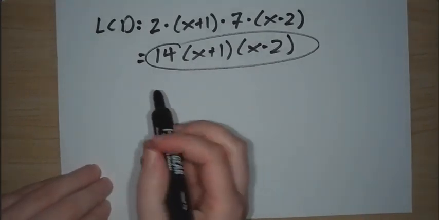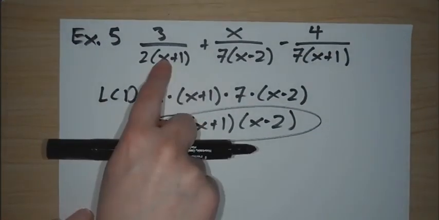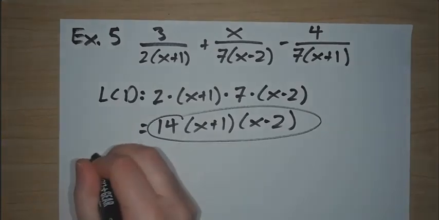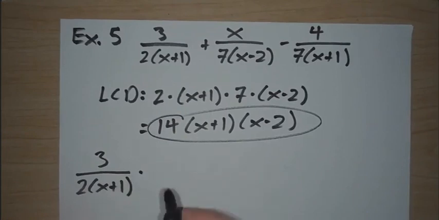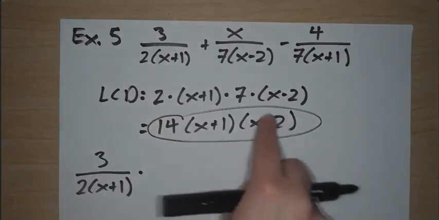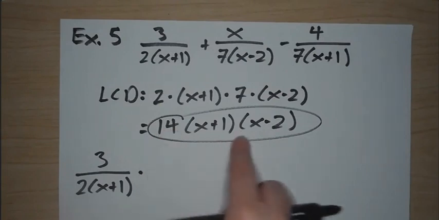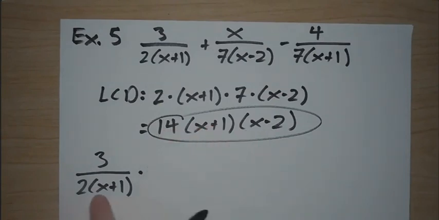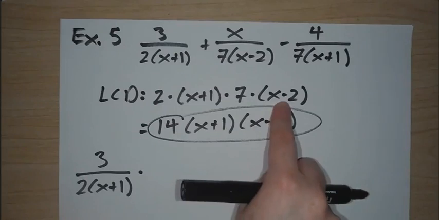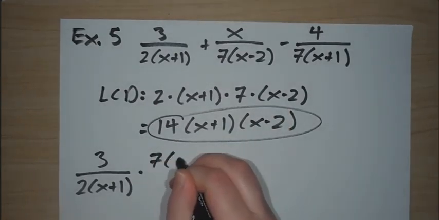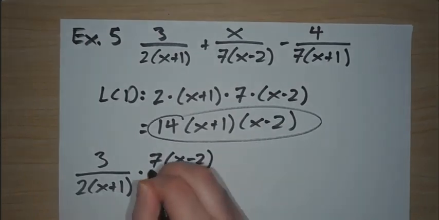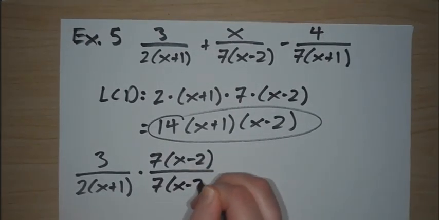So, going from the top, for 3 over 2 times x plus 1, we need to multiply it by a factor that is essentially 1, but that has the factors that create this denominator. So we have 2 times x plus 1, but we don't have 7 or x minus 2, so I'll multiply it by 7 times x minus 2 over 7 times x minus 2.